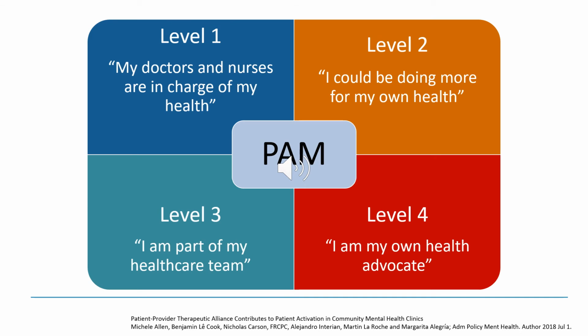The 4 levels of engagement in healthcare decision-making, as described by the Patient Activation Measure, include Level 1, my doctors and nurses are in charge of my health. Level 2, I could be doing more for my own health. Level 3, I am part of my healthcare team. And Level 4, I am my own health advocate.